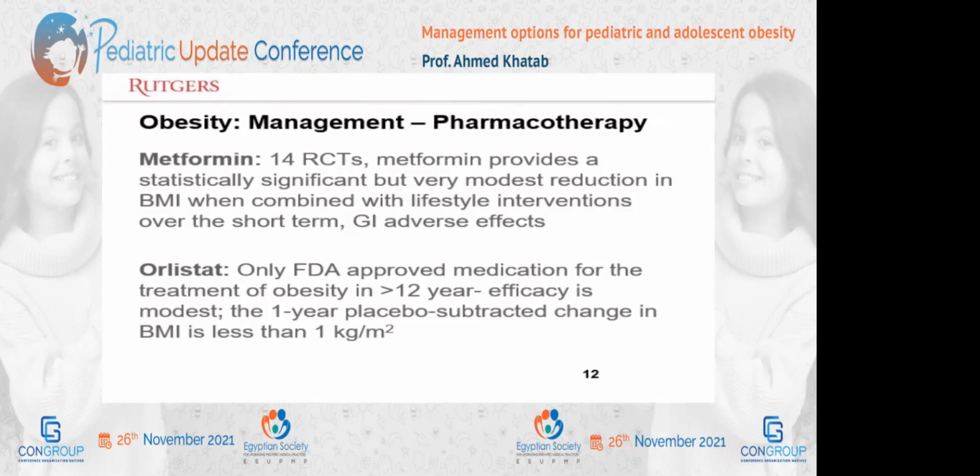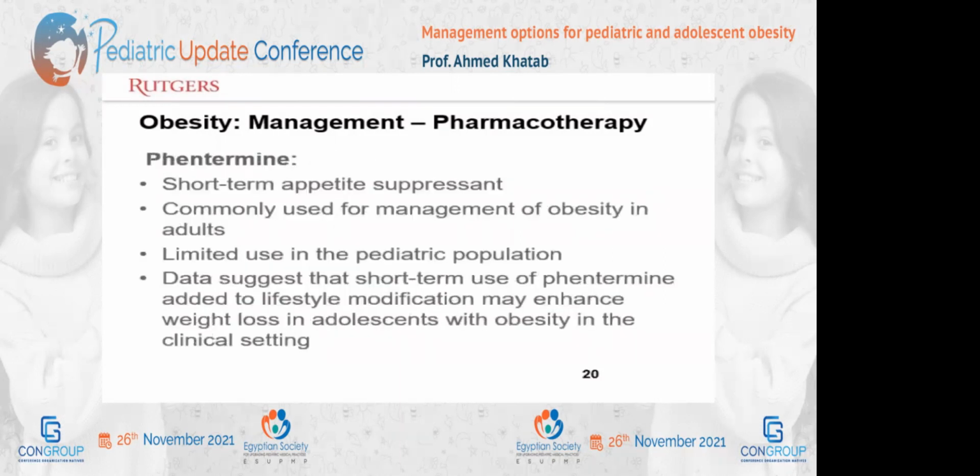Orlistat is probably the only approved, or at some point was the only approved, medication for the treatment of obesity in over 12-year-olds. Efficacy is really modest, and the 1 year placebo-subtracted change in the body mass index is less than 1 kilogram per meter squared, which makes us question the efficacy of such a drug.